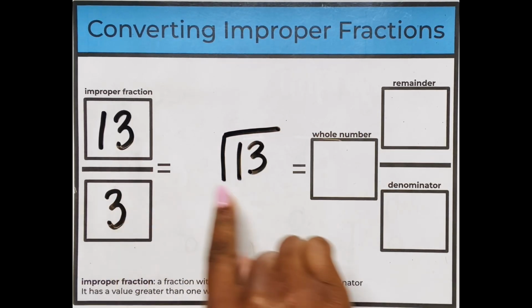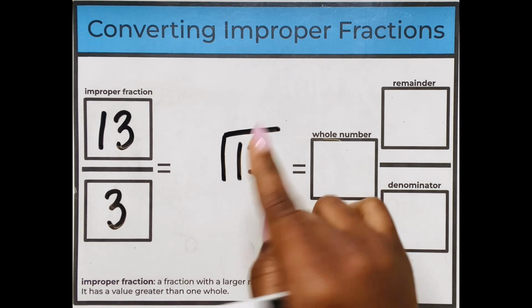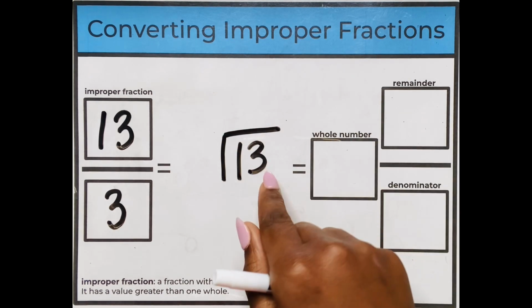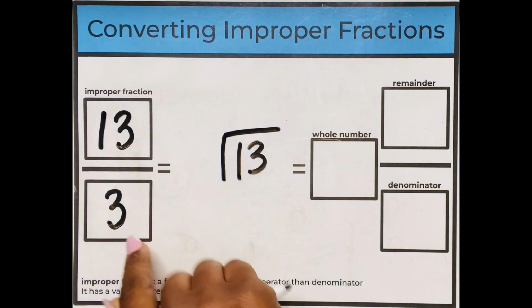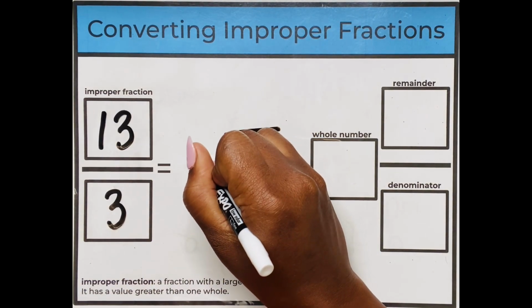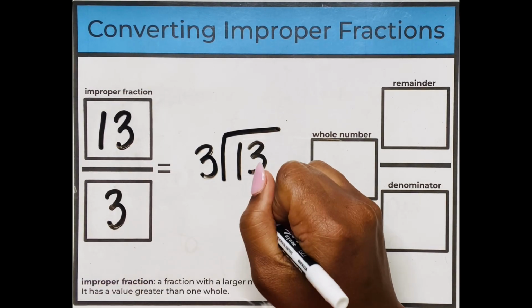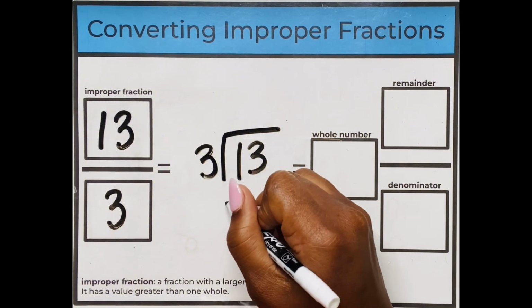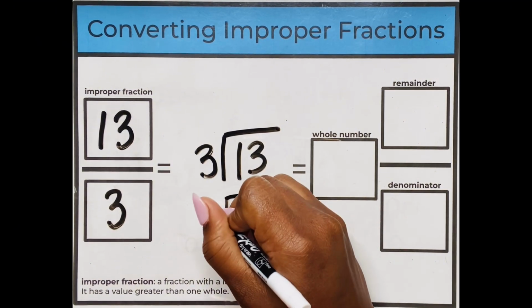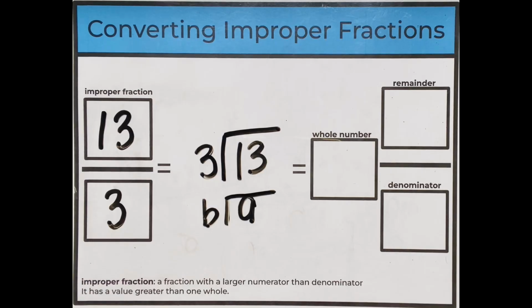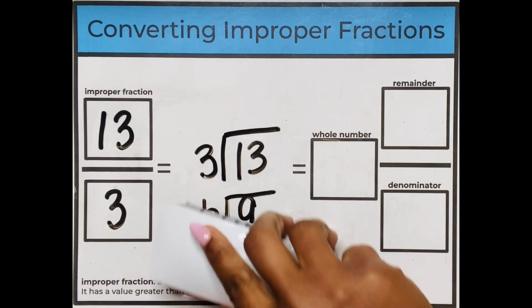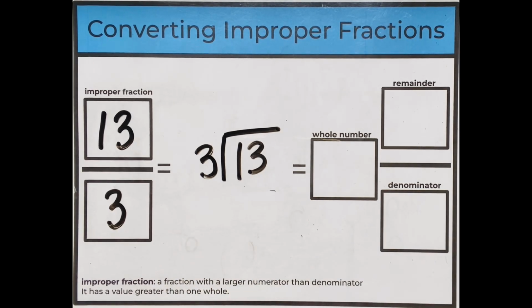you place the numerator inside of the tent or the house, however you remember it. Put the 13 inside, and then the 3 is going to go outside. A, B. I also have students do this. A, B. A goes in, B stays out of the house. Whatever you need to do to always remember that.